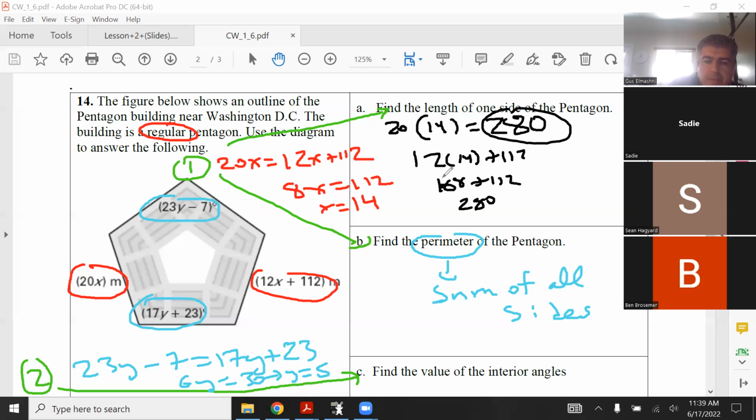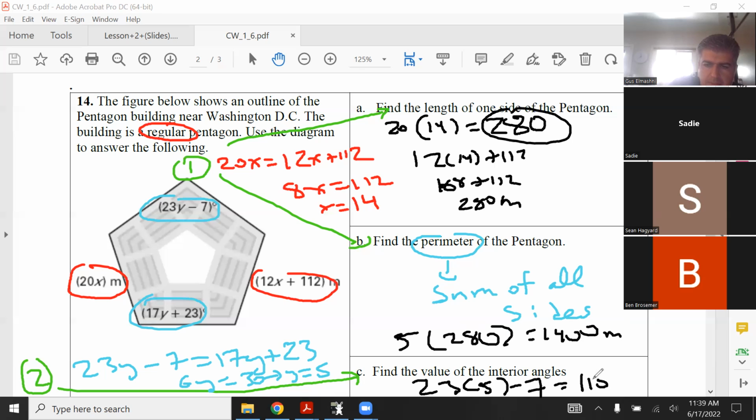And if it's regular, the perimeter is 5 times 280. So you have 5 sides, all 280, so it's 1400 meters. And then the interior angles, you do 23 times 5 minus 7, which I believe is 115 minus 7, or 108. Or you could plug into the other expression as well.